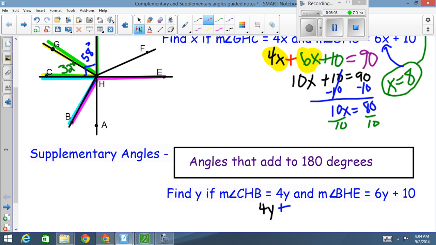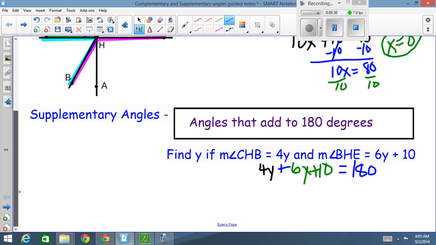Okay, sorry about that. It just occurred to me that I didn't change these numbers. I wanted to change the numbers, but I didn't. But we'll see if it works out anyway. It's just our y value is going to be different than our x value was. So we're going to take angle CHB, add it to angle BHE, and this time we're going to set it equal to 180 degrees because these are supplementary.